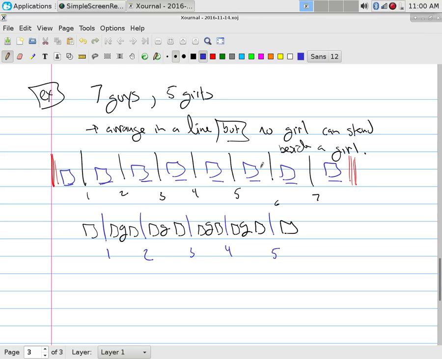Would it matter which way you did it? No. I could do it at the top one, or I could do it at the bottom. It would make sure that the girls aren't standing beside the girls.